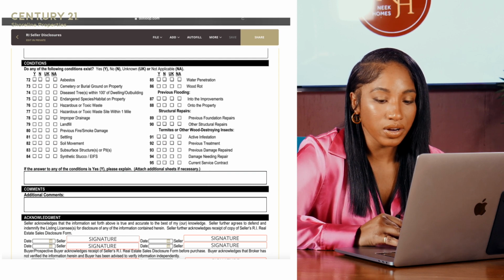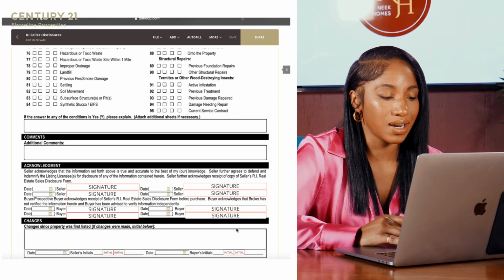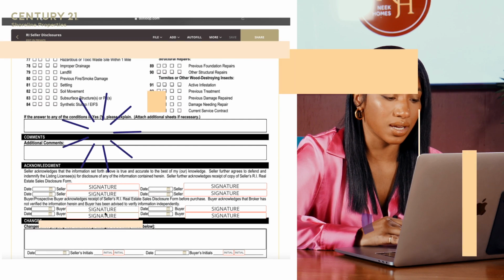And then at the very bottom of the document, you sign as the seller, and then the buyer will sign as the buyer. And that is pretty much the document in a nutshell. If you have any questions, I'll be happy to help you guys.